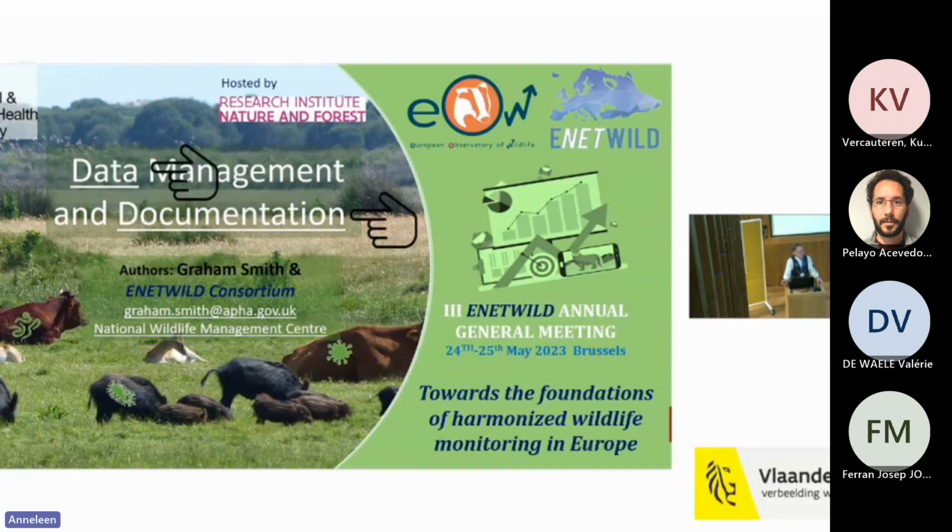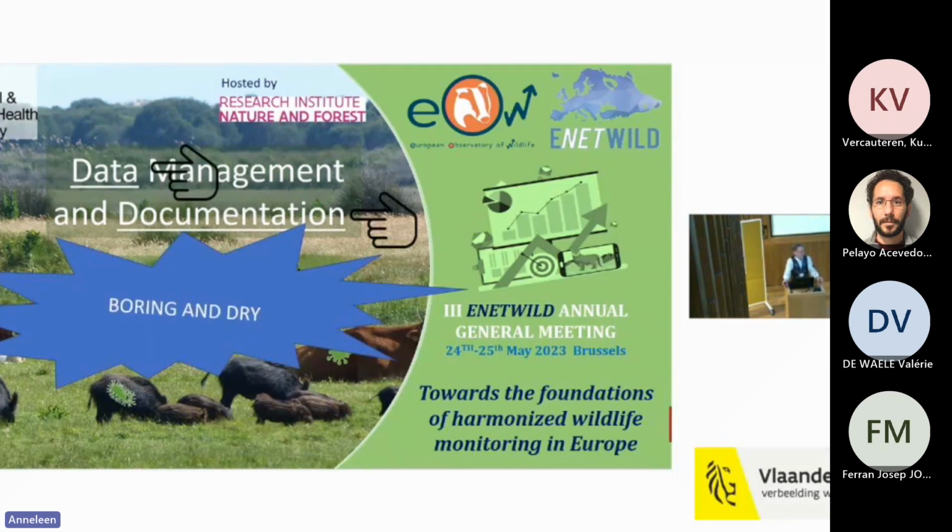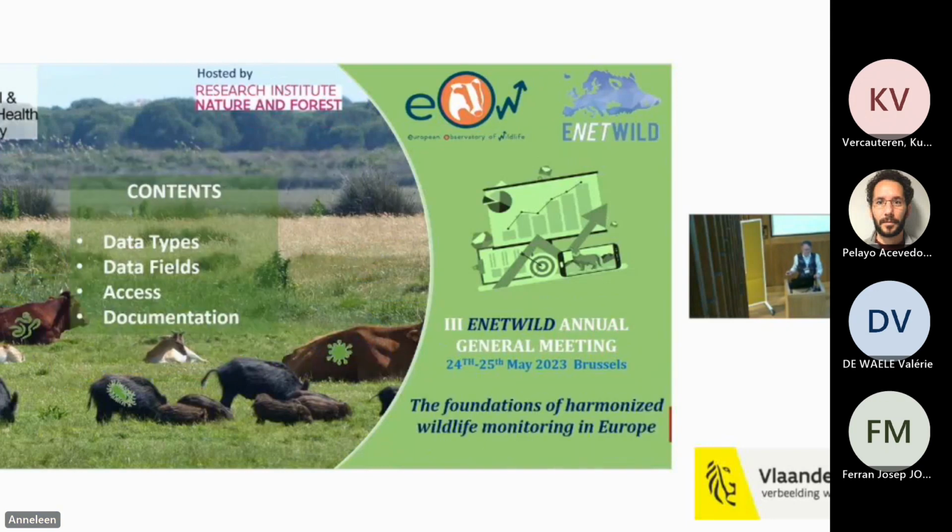Data documentation, this has got to be the most boring and dry topic of the lot, hasn't it? But I'm going to say no, despite the fact it was Joaquin who forced me to give this one. Because if we don't get it correct, then you go out and do all the work and you collect the data and it's not the right data, it's not the right format, we can't share it and everything else. So we have to get this right at the beginning.